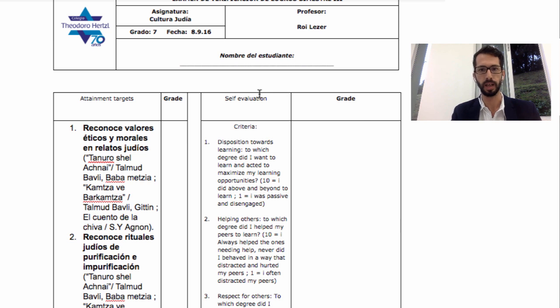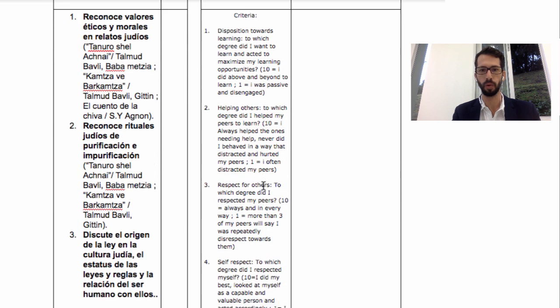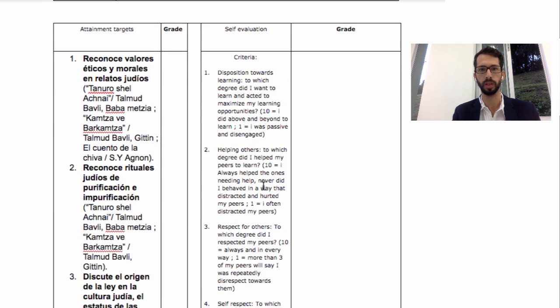This part is the self-evaluation part. And we have here 4 statements, 4 criteria. What I want you guys to do is to give yourself a grade for each one of those. So for the first criteria, you're going to write number 1, and then you're going to give yourself a grade from 10, the best, to 1, the worst.